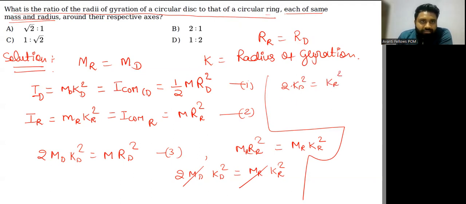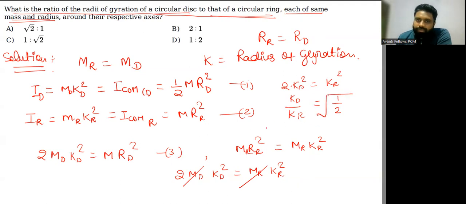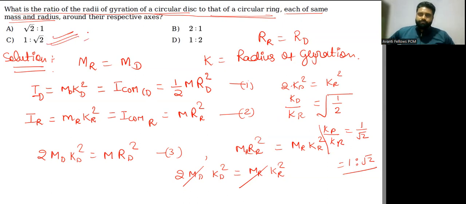Now you have been asked the ratio of radius of gyration of the circular disk to the ring. So K D by K R is nothing but 1 upon 2, and this has a square. If you take the square on the other side, it will become a square root. So you will have K D by K R is equal to 1 upon square root of 2. The ratio will become 1 to root 2. Option C is the correct option. Okay.